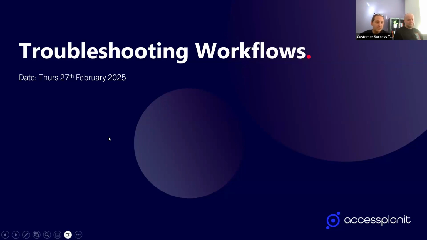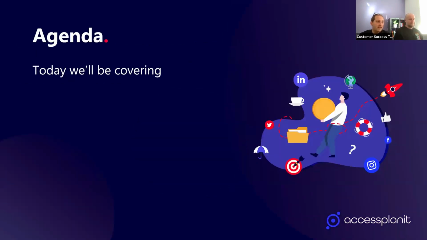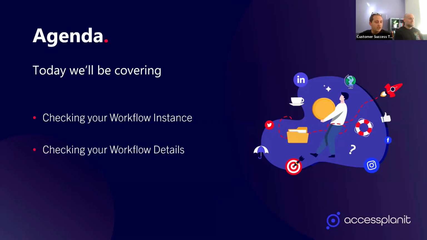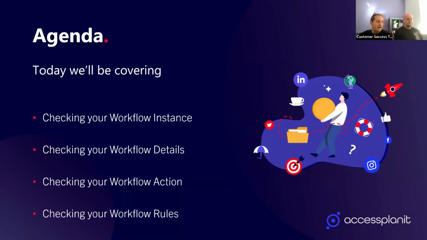We'll have a look at today's agenda. Today we are covering checking your workflow instances. This is basically when a workflow hasn't sent, looking at the 4 areas to check. So the first one is checking your workflow instance, checking your workflow details, checking the workflow actions, and finally checking your workflow rules. We'll wrap up at the end with a Q&A. If you've got any questions as we go along, please pop them in the box and we'll do our best to answer those as we go.